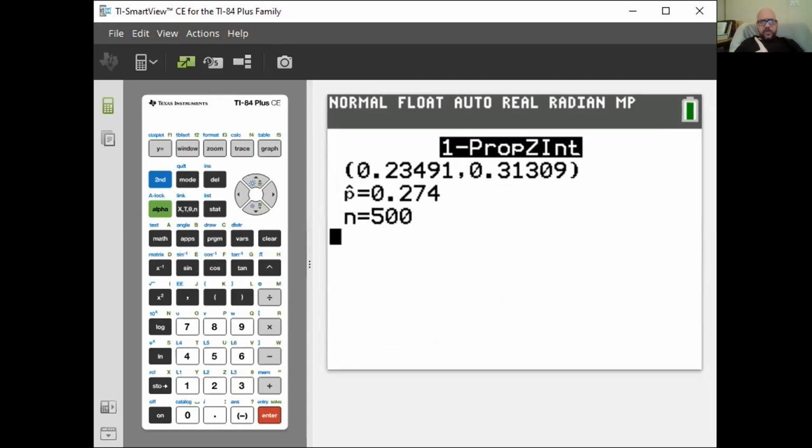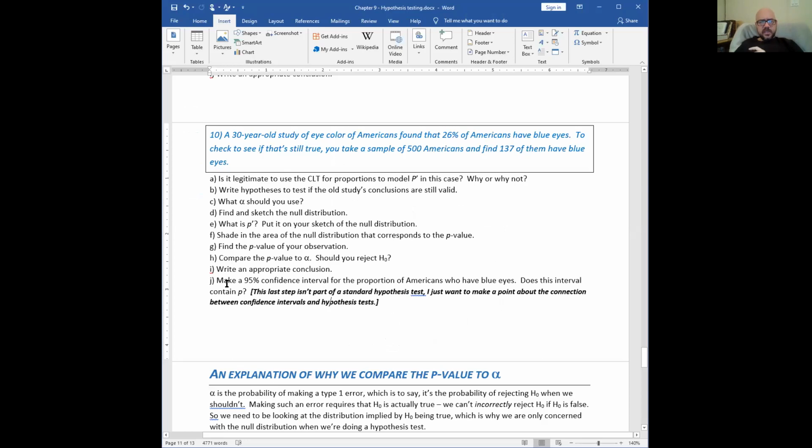Okay. Let me flip back here so I can show you what question we're answering. Does this interval contain P? It definitely contains P prime, right? Because that's how we made the interval in the first place.